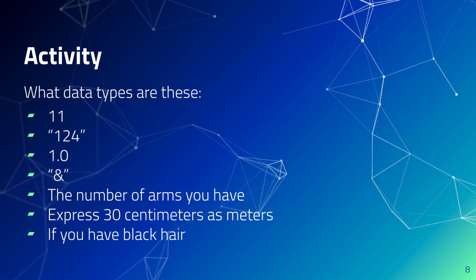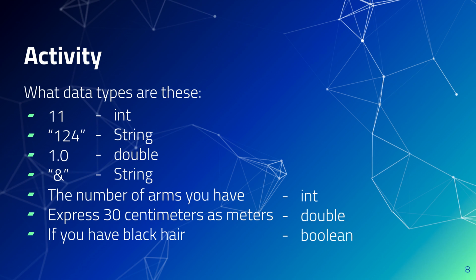Okay, so now we have a quick activity. I encourage you to pause the video and try to figure out what each of these data types are. Alright, so first we have 11, which is an integer. There's no decimal point after it, so it's not a double. Then we have, in quotation marks, 124, so that's a string. Even though this value is a number, the double quotation marks makes it a string.